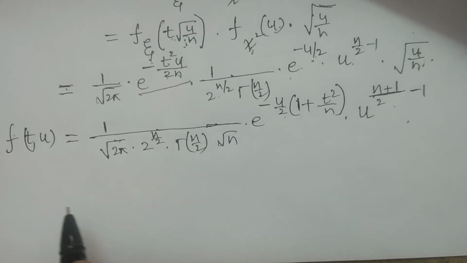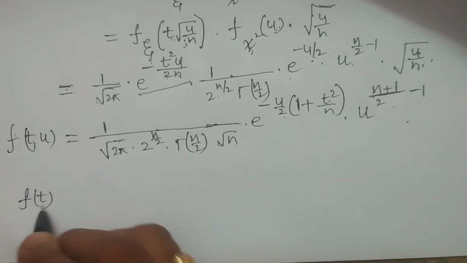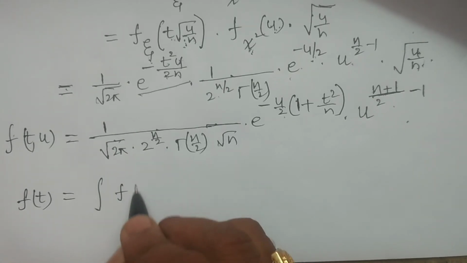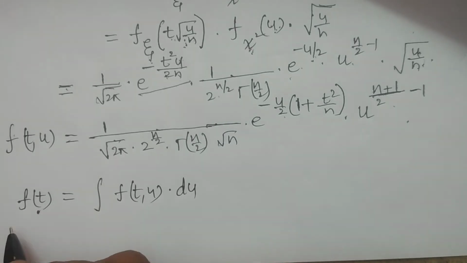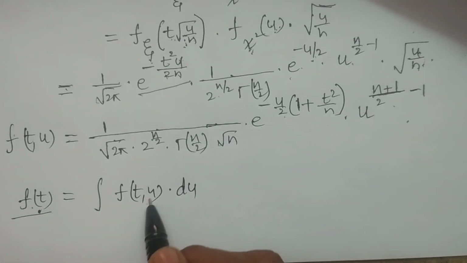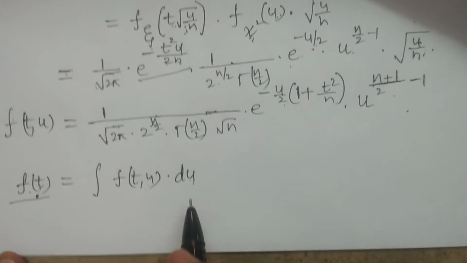Now it is required to calculate f of t. That is our problem: you have to derive the density function of t, the PDF of t. The formula is f of t equal to the integral of the joint density function. If you integrate the joint with respect to u, you will get the marginal density function of t. So that is the formula I am using here.